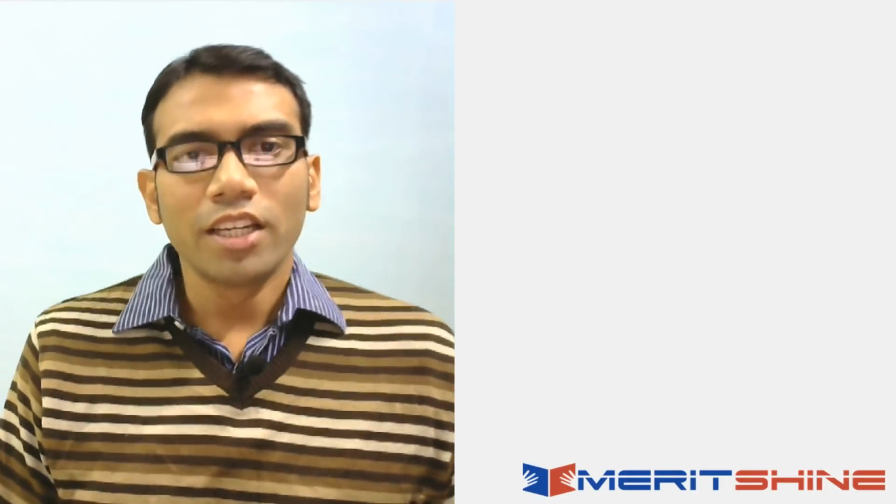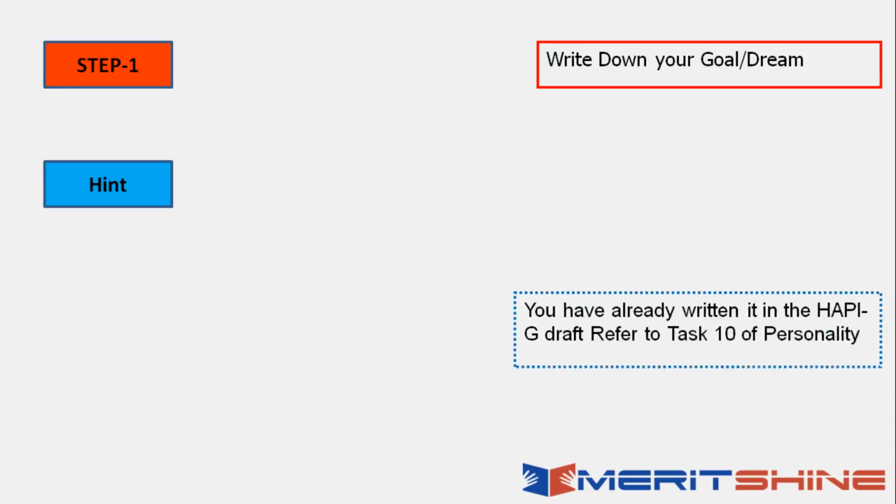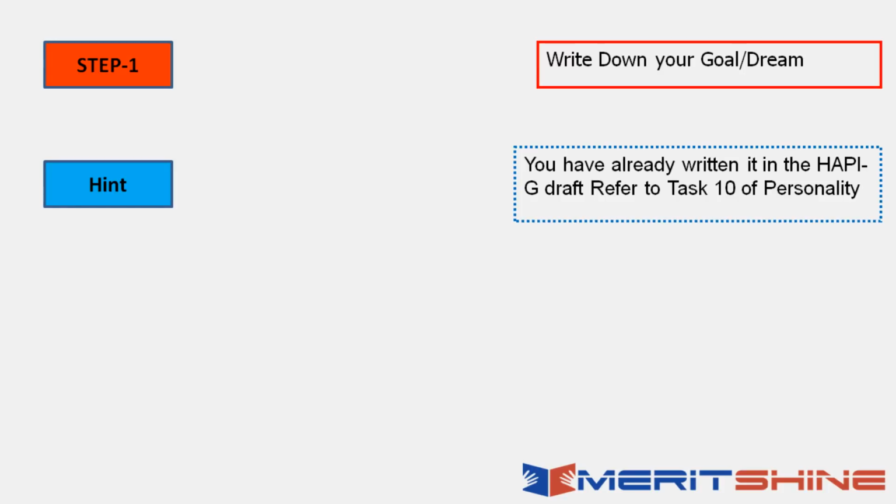So the first step is step 1. Write down your goal or dream. Let's see what CJ does. But before we move on, I'll give some hint to CJ so that she can take the necessary areas from her HAPI-G and put them down as a result in this particular response. CJ, you have already written it in the HAPI-G draft, so refer to task 10 of personality and you will get the result. So let's see what CJ is responding.